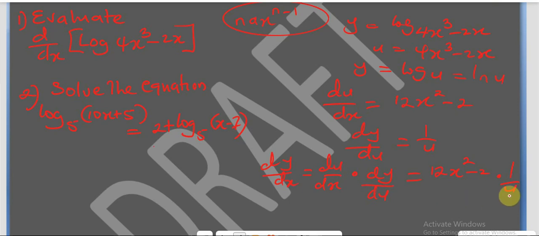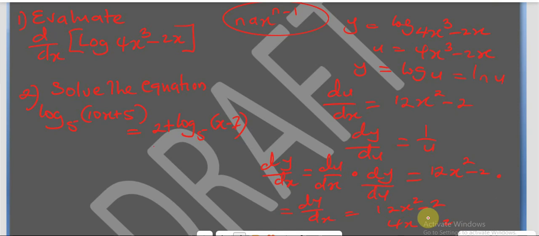And remember that u is actually 4x raised to the power of 3 minus 2x. So I'm going to have dy over dx equal to 12x raised to the power of 2 minus 2, divided by u. The value of u is 4x^3 minus 2x. This is the answer.